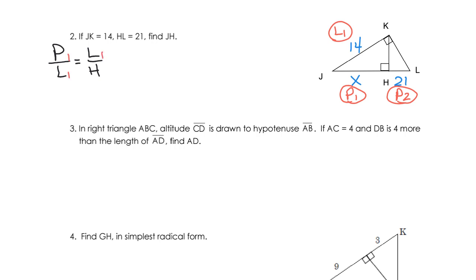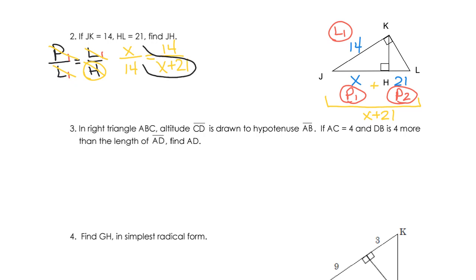Okay, and now we can go ahead and replace. Projection 1 is going to get replaced with X. Leg 1 is going to get replaced with 14, equal to the same leg 1, which is 14, over the whole hypotenuse. And so now we have to do a little bit of math. We add the parts to get the whole, and our whole hypotenuse expression will be X plus 21. Okay, now we can go ahead and cross multiply.